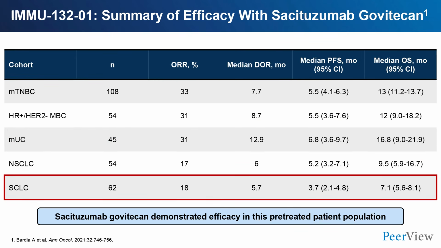Now, sacituzumab govitecan is an antibody-drug conjugate that targets TROP2. Here's a study including 62 patients with small cell lung cancer, showed an 18% response rate and a median duration of response of 5.7 months. Median progression-free survival was 3.7 months, and median overall survival 7.1 months.